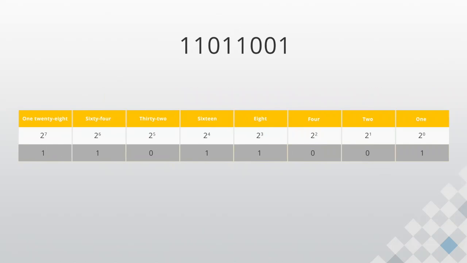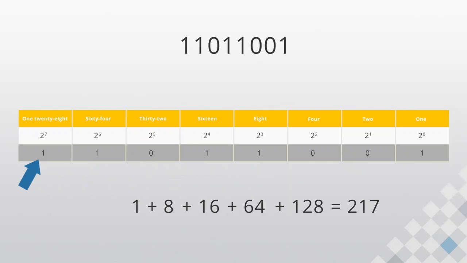This is the same number 217 written in binary. These numbers along the top represent the powers of 2, just like they represented the powers of 10 in decimal. This binary number is made of a 1, 0 2s, 0 4s, 1 8, 1 16, 0 32s, 1 64, and 1 128. If we add all these values, we get 217.